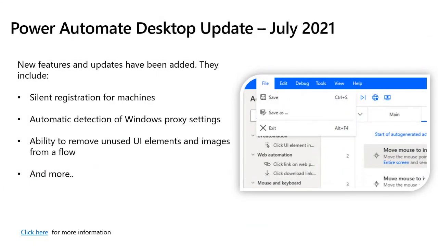Okay, on the Power Automate desktop side, the latest update there was from July. And those updates will continue. Some of the latest features there: silent registration for machines, automatic detection of Windows proxy settings, ability to remove unused UI elements. A couple other ones are the introduction of a new action, take screenshot of UI element, and also an improvement of the action, convert date time to text. So again, there's a link there where you can take a look at all the updates that are in that July 2021 update.